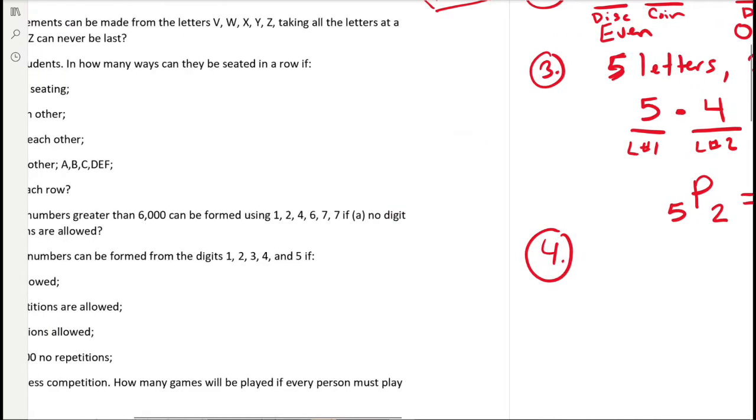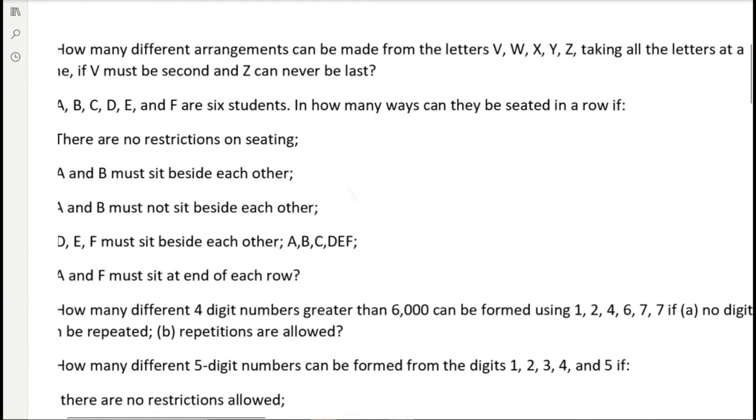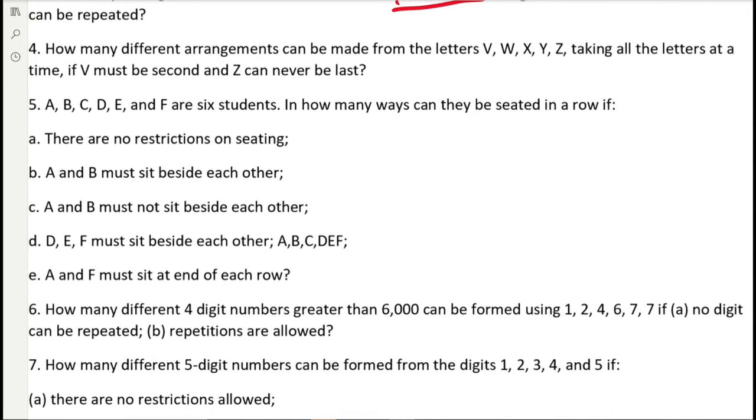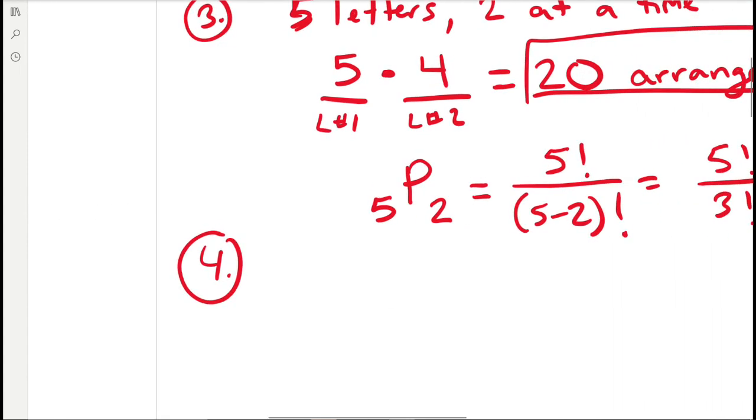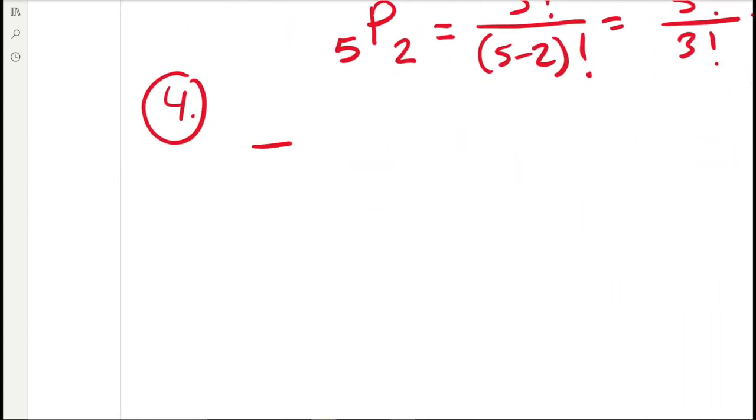So for number four, how many different arrangements can be made from the letters V, W, X, Y, Z, taking all the letters at a time, if V must be second and Z can never be last? So you're taking all of the letters, V has to be second and Z cannot be last. So here you have five slots, five letters to be chosen. And this letter has to be the letter V, and this letter cannot be Z.